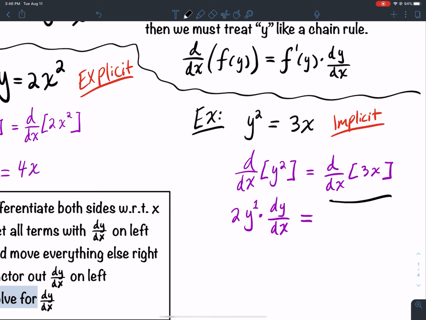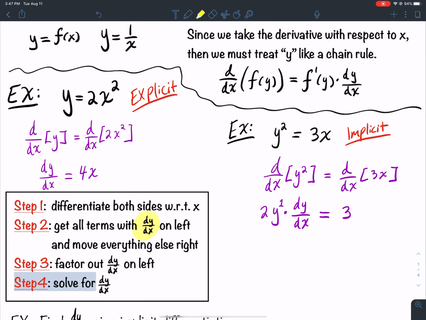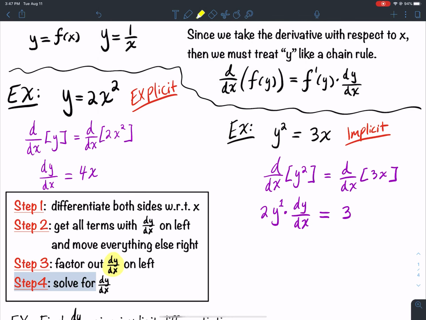Over here on the right side, it's same old, because I'm taking the derivative with respect to x there, and I have an x here. So I treat it just like that. I take the derivative, I get 3. Now, what does step 2 say? Get all dy dx terms on the left and move everything else to the right. All the dy dx terms are on the left. Step 2 covered. Step 3, factor out dy dx on the left. Well, it's already factored out. Step 3 covered.